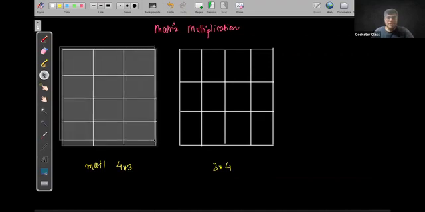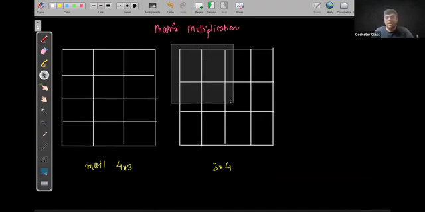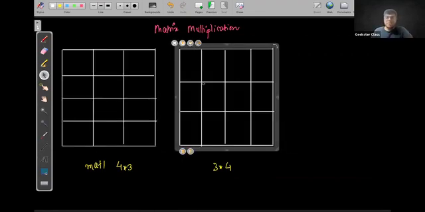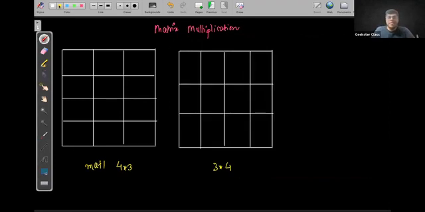Now, if this is the first matrix, I can multiply it with this second matrix. Let's suppose I take 5 columns.